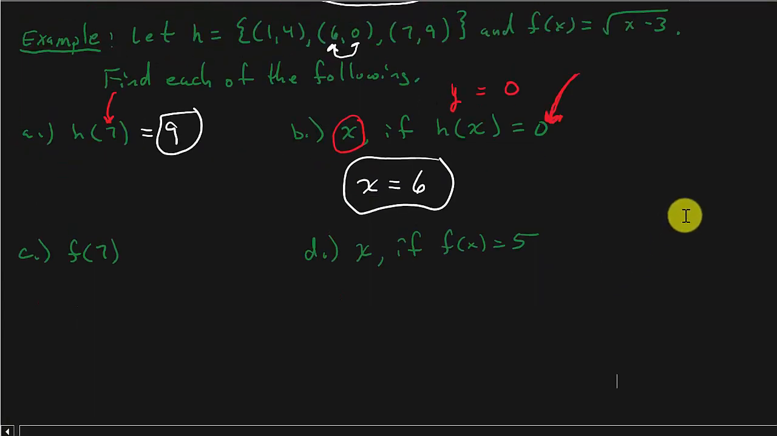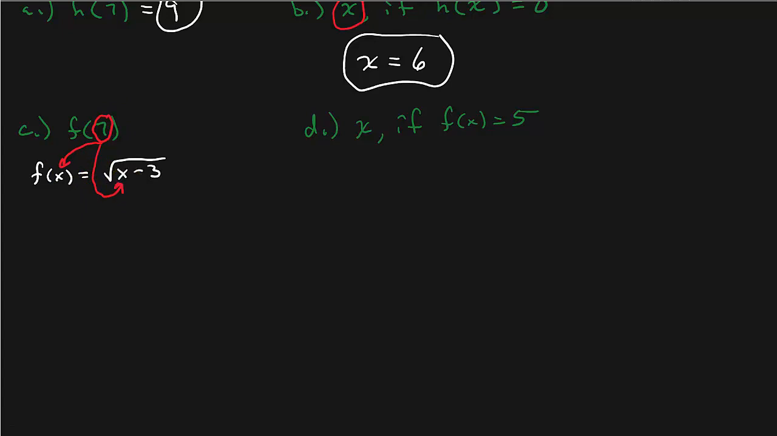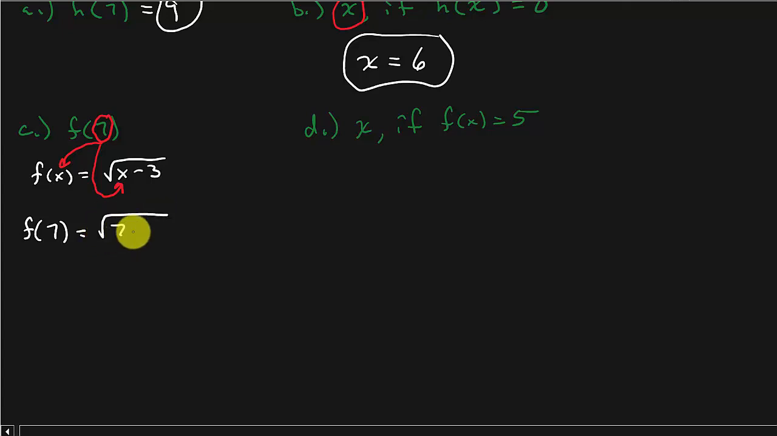That way we can see f. All right. So here they want us to find f of 7. Well, we know that f of x equals, and I'm going to go ahead and just write it down, f of x equals the square root of x minus 3. All right? And they want us to find f of 7. So what they're wanting us to do here is take this 7 and see we're just replacing the x with the 7.